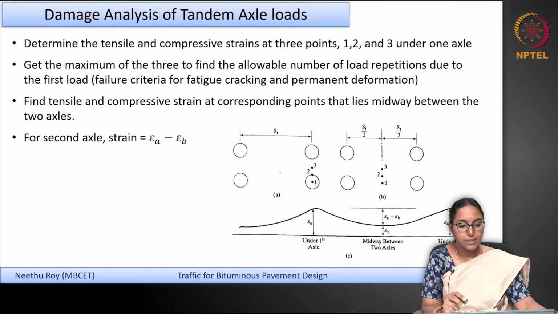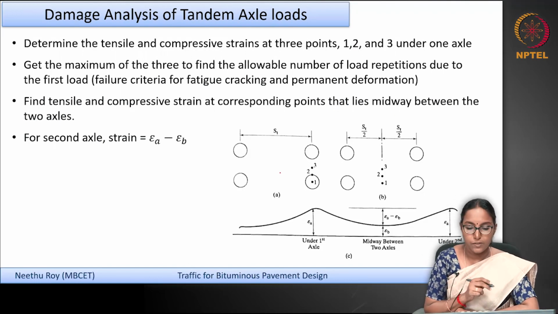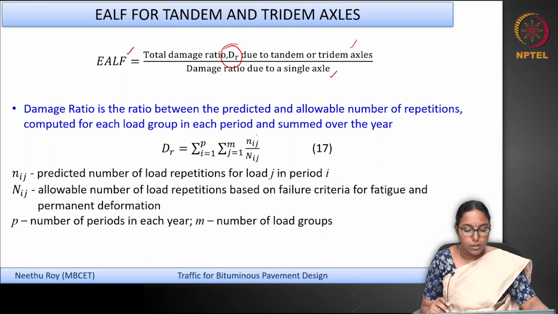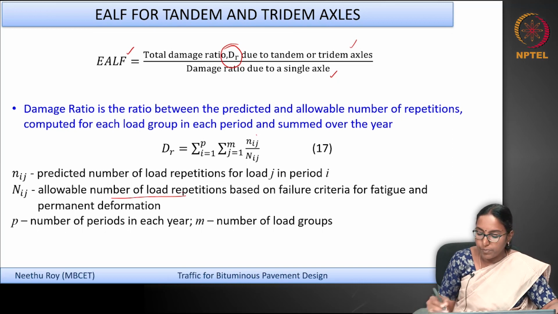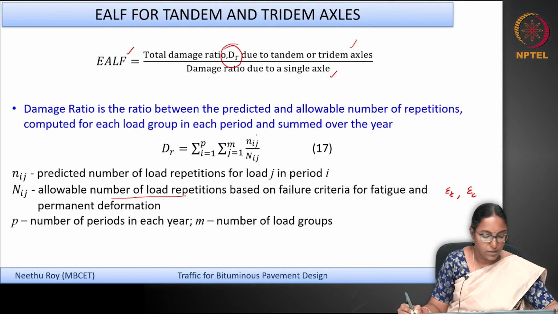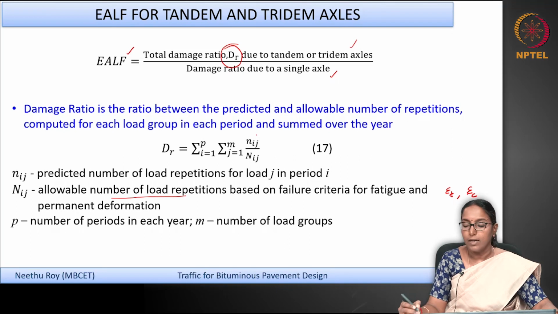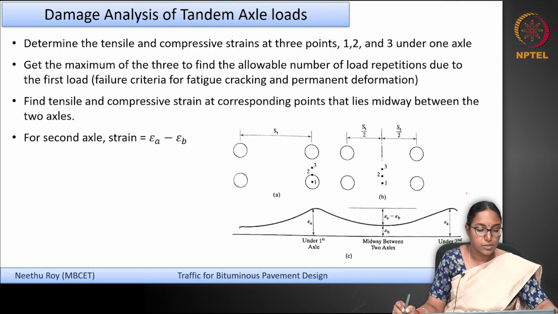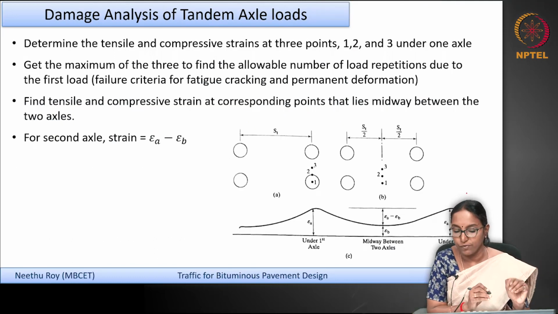Now, how do you do this damage analysis for a tandem axle? You have to find the allowable number of repetitions. In order to get the allowable number of repetitions due to the two criteria, you need the epsilon T and the epsilon C value. But you have a tandem axle with dual wheels, so you have 4 wheels. You have to see where you find this epsilon T and epsilon C, and what value is used in the distress transfer function is important.